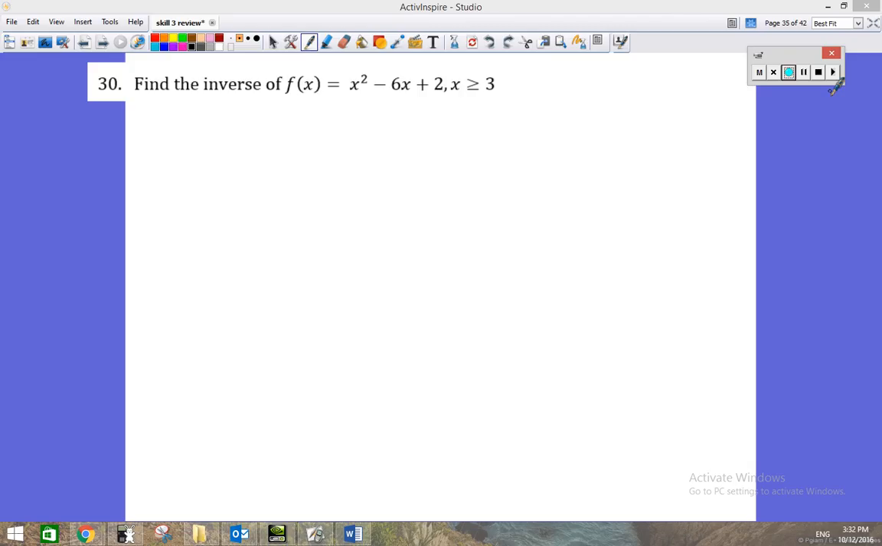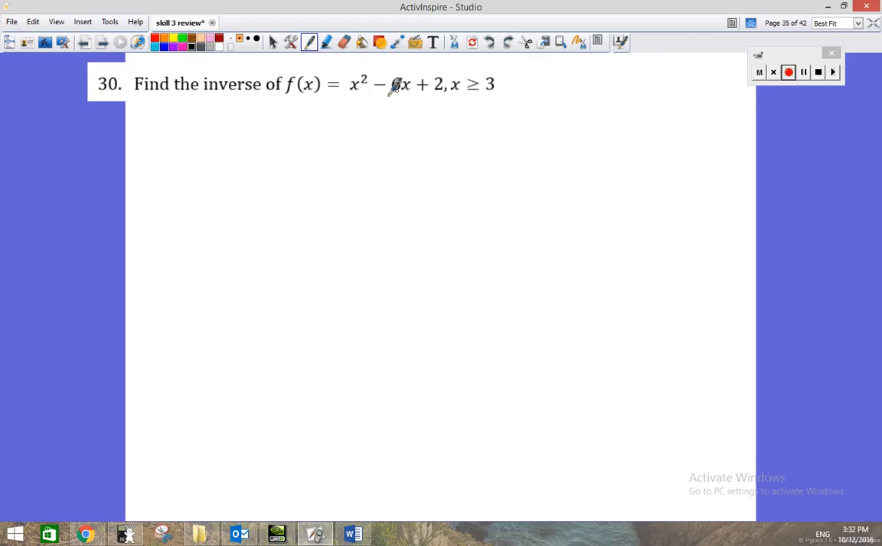Let's take a look at problem number 30 of our review packet from Skill 3, Relations and Functions. Here they're giving me a function and asking me to determine the inverse. But this one is a little bit of a unique problem. Let's take a look at it in great detail.